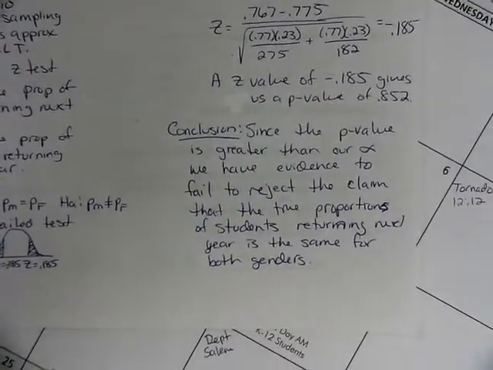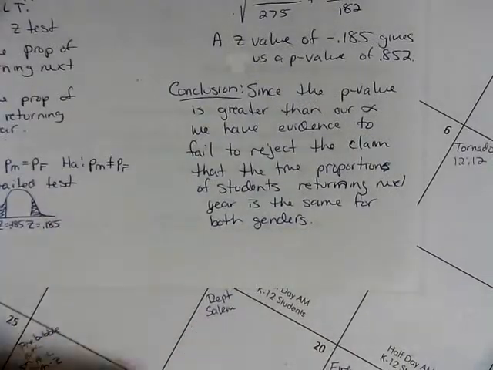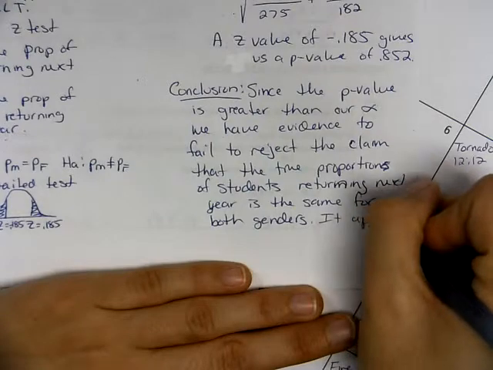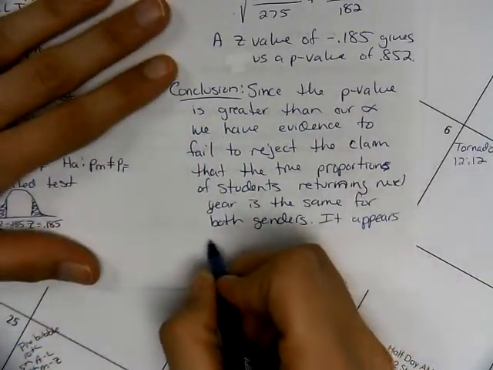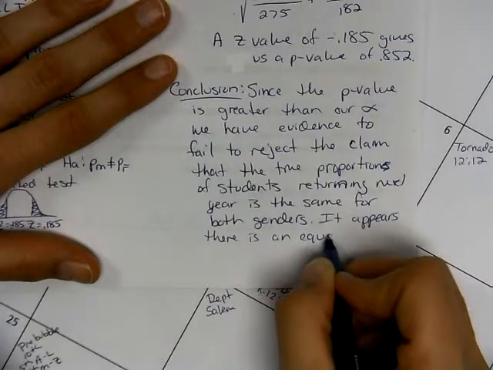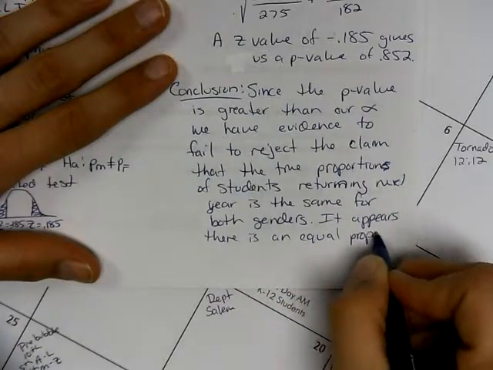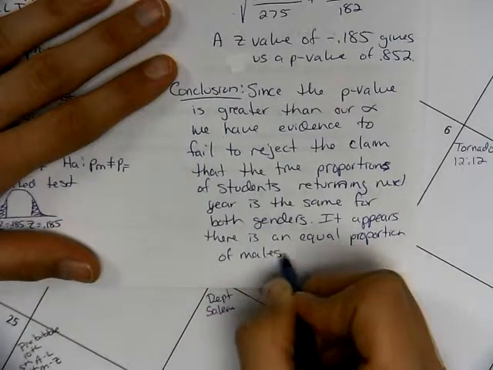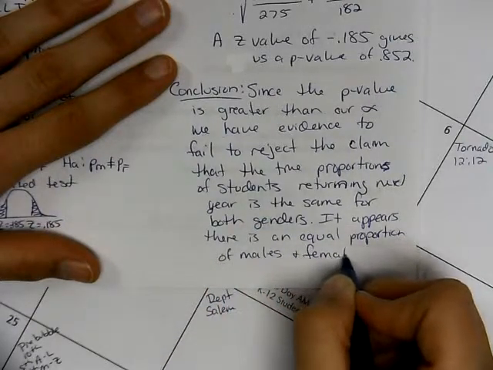And then you basically, when you fail to reject, you kind of rewrite it for the second sentence. It appears there is an equal proportion of males and females returning.